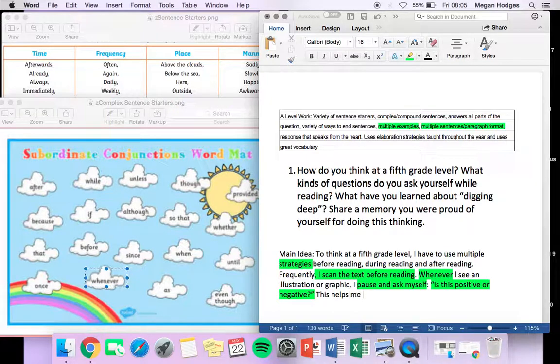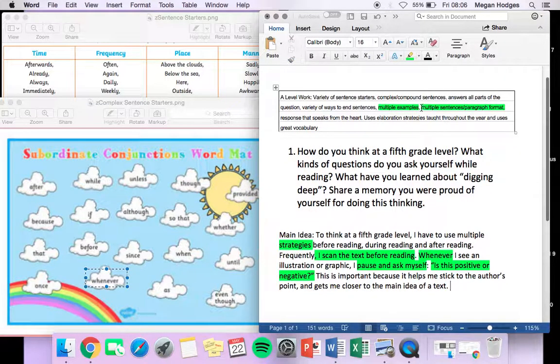And then why is that important? This helps me, or take it and connect it to your essay writing from 4th and 5th grade. This is important because, and I'll just use that sentence starter you guys already know from 4th grade, this is important because it helps me stick to the author's point and gets me closer to the main idea of a text. Okay, so that's just one example so far.